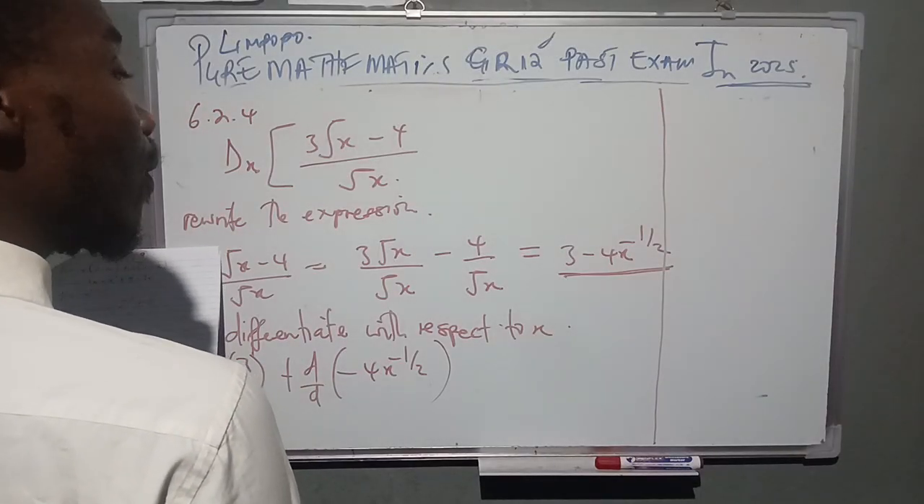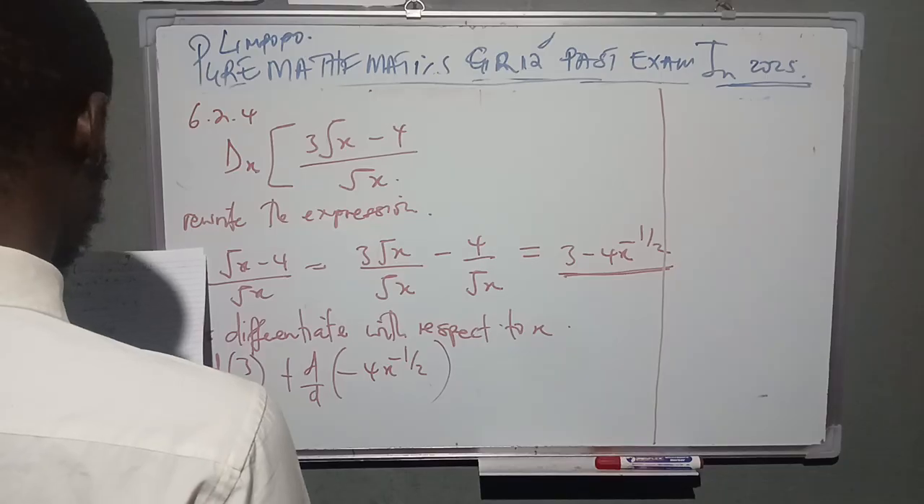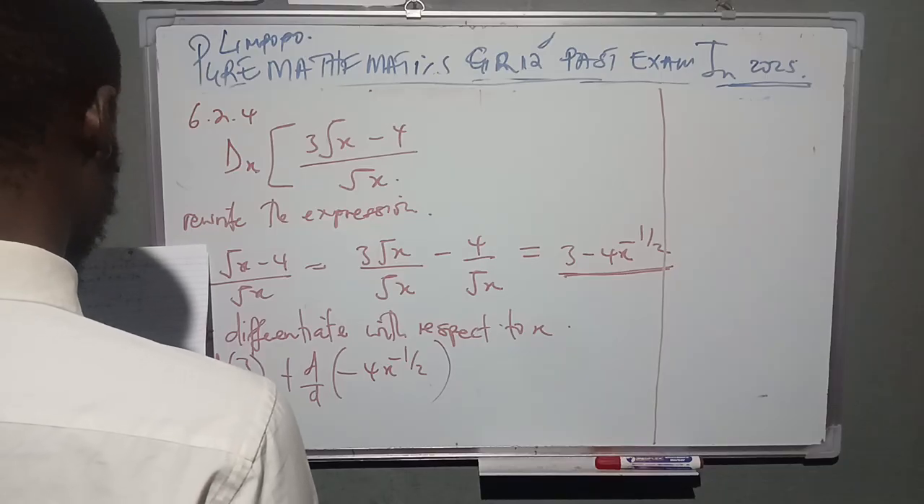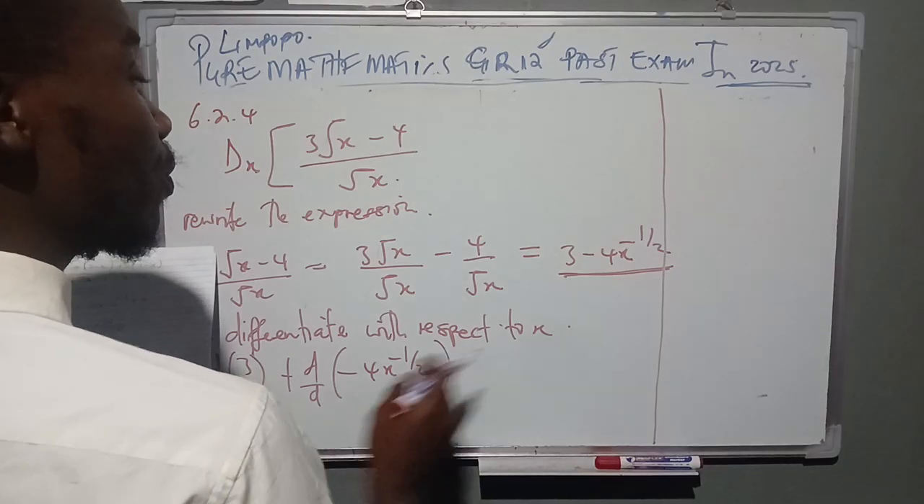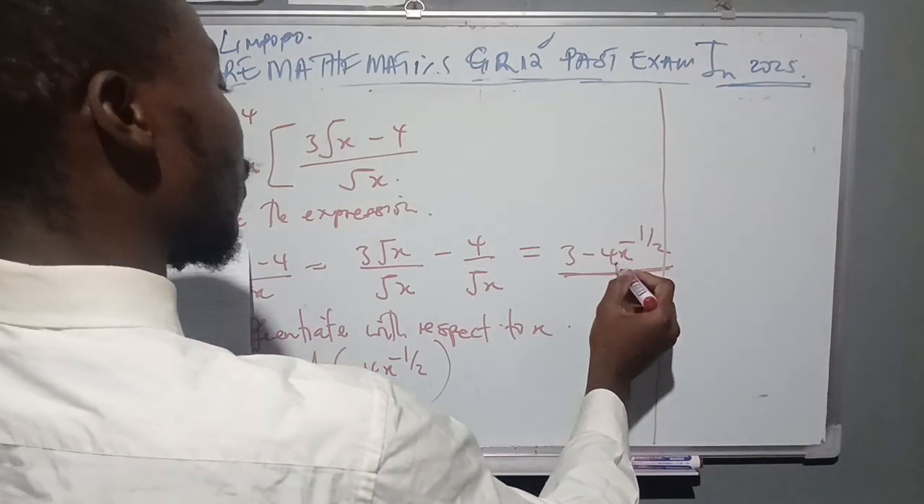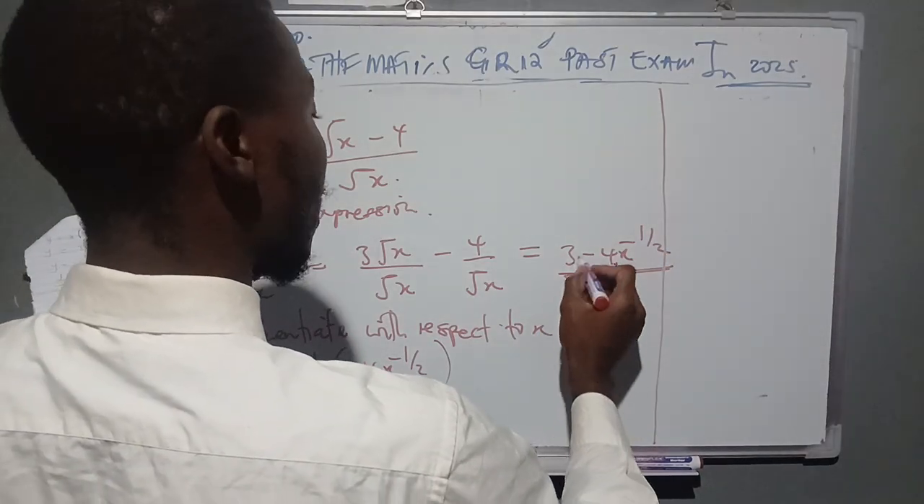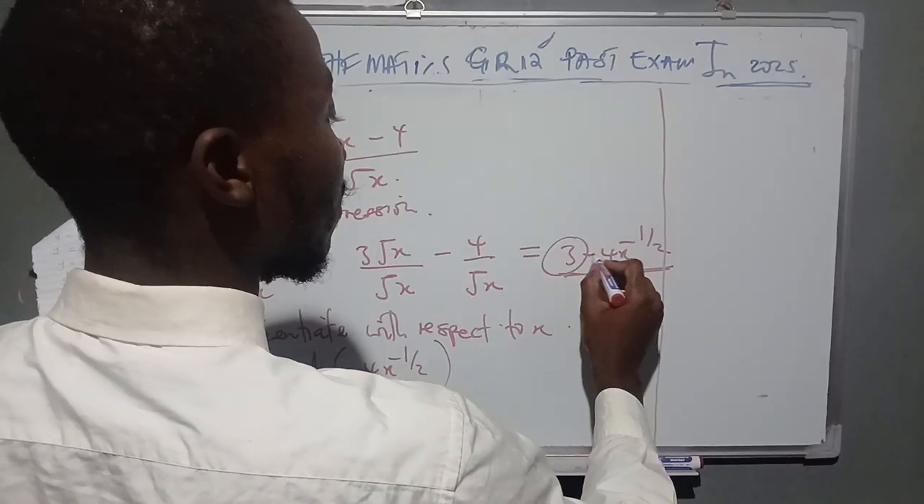Now we want to differentiate with respect to x, right? So when I'm differentiating with respect to x, this one becomes 0. So let's deal with this one.